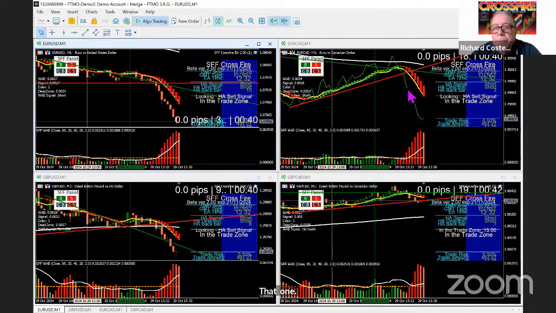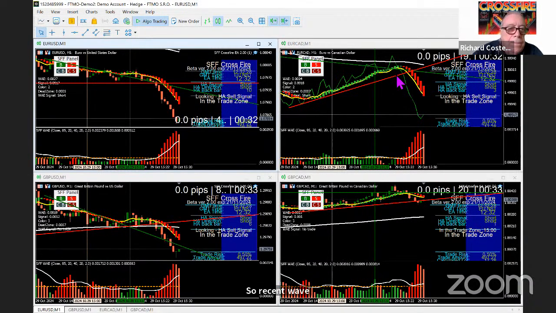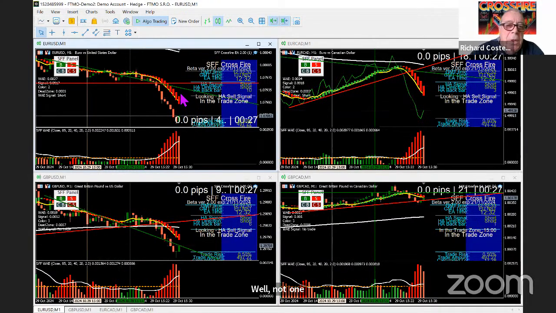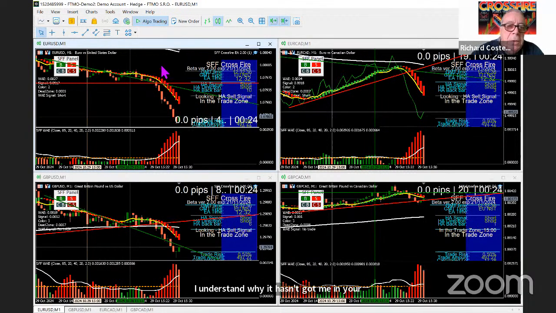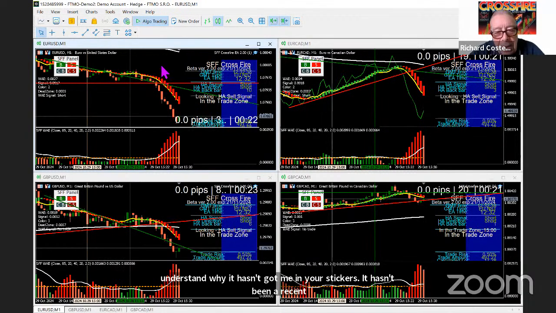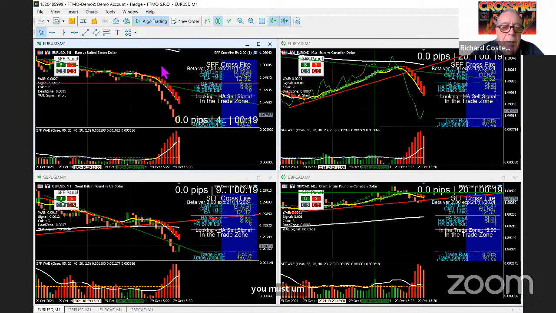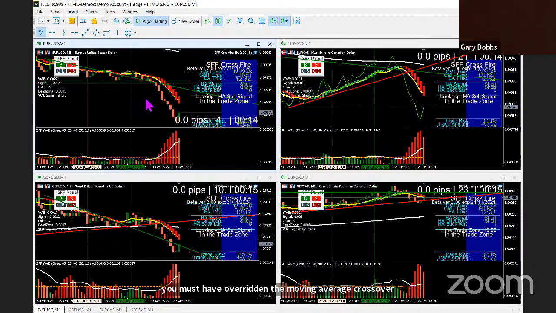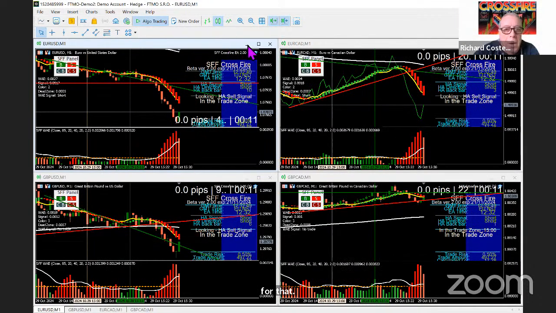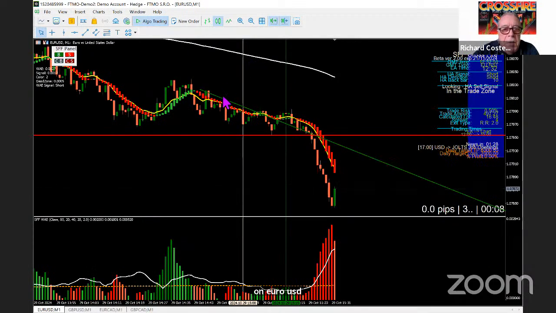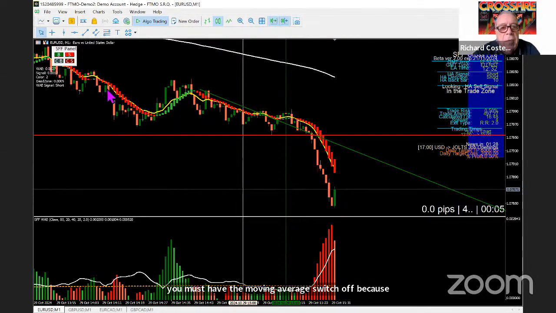Euro CAD. So recent wave. Well, that one. I understand why it hasn't got me in Euro USD, because it hasn't been a recent. You must, Gary, you must have overridden the moving average crossover. And which one? On Euro USD. You must have the moving average switched off, because it hasn't crossed over for quite some time.